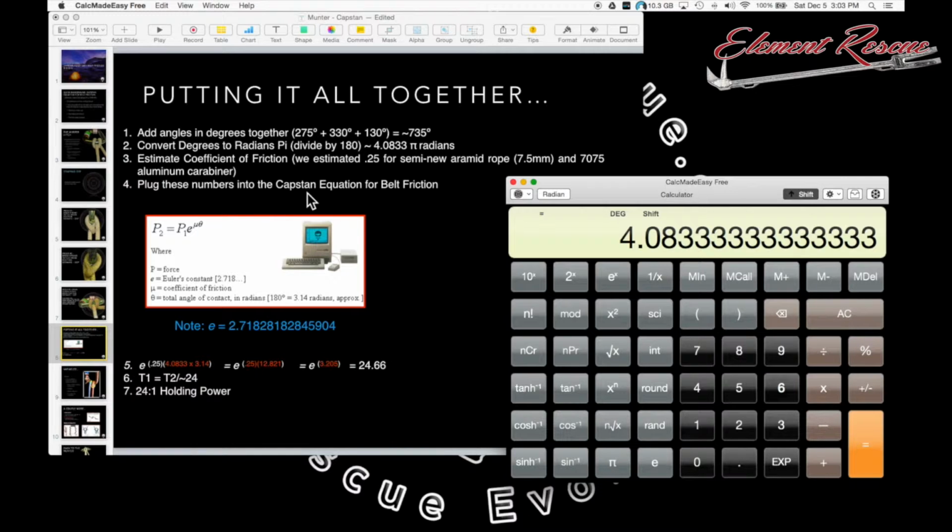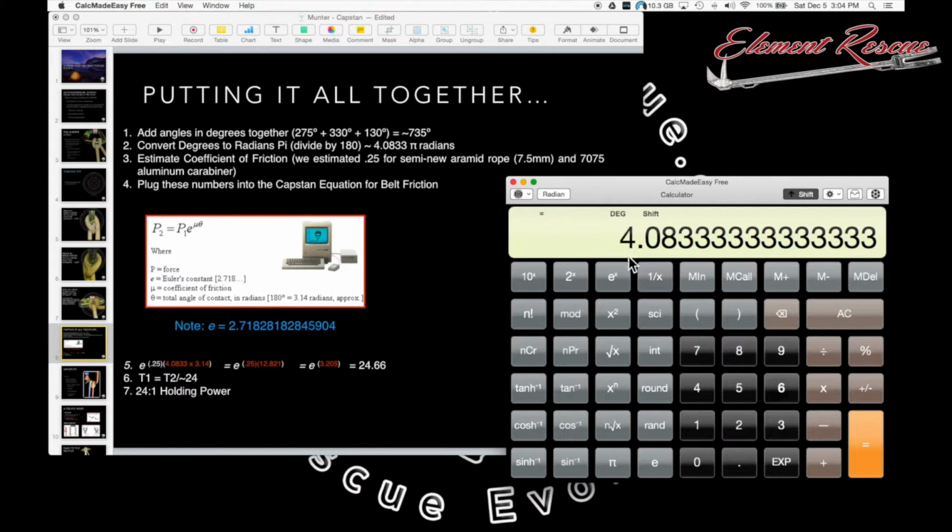Now we take these numbers and we plug them into the Capstan equation for belt friction. So in a nutshell, it breaks down to this, where we have our force or our tension, Euler's constant, which is listed down here at 2.71828 and a lot of numbers, our coefficient of friction, which is there, and then this is going to be our total angles of contact. So when we do this, we're going to move down to section 5 here. This is what it looks like.